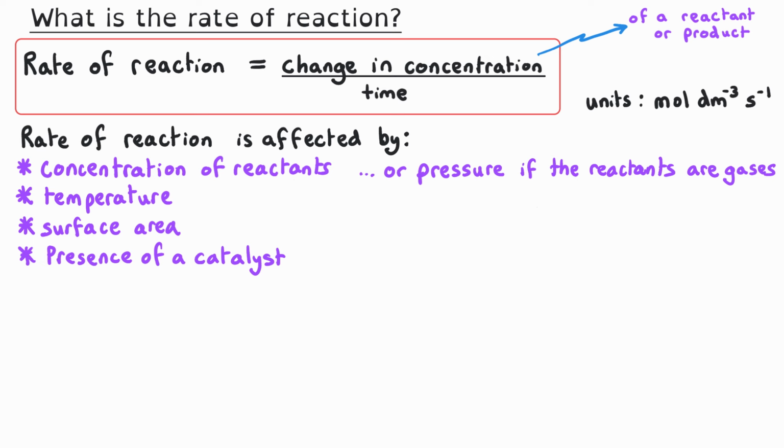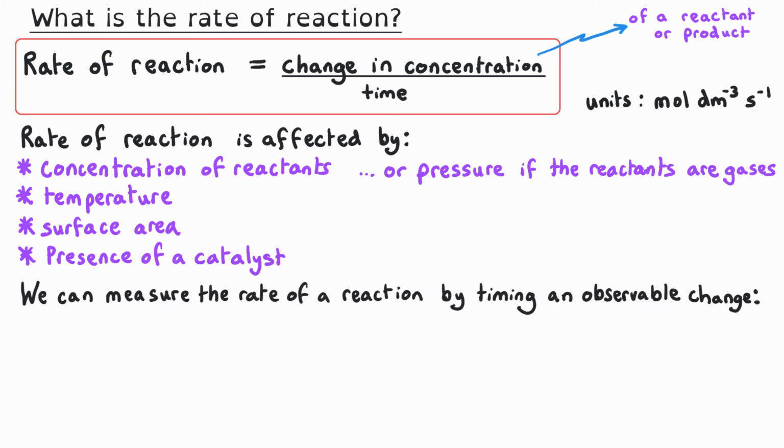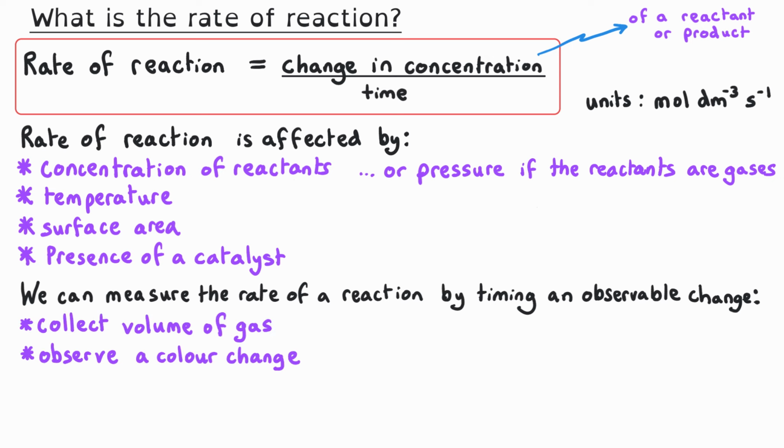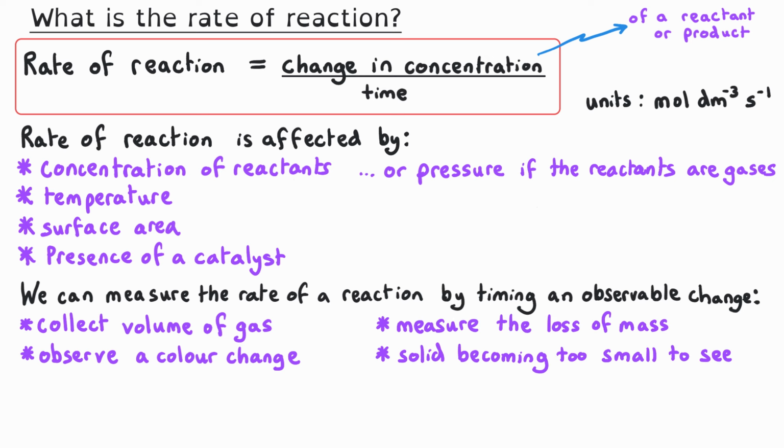But measuring concentration is not always possible. And so we can measure the rate of a reaction by timing an observable change. For instance, we could collect a certain volume of gas, or we could observe a colour change during a reaction. Or maybe we could measure the loss in mass from a conical flask during a reaction, or time how long it takes for a solid to become too small so that we can't see it anymore.